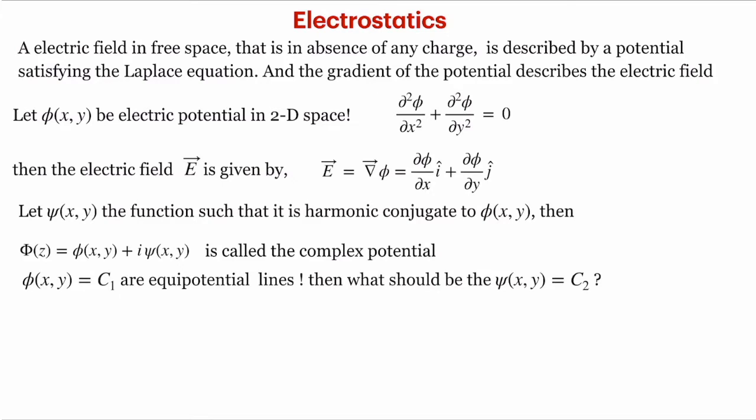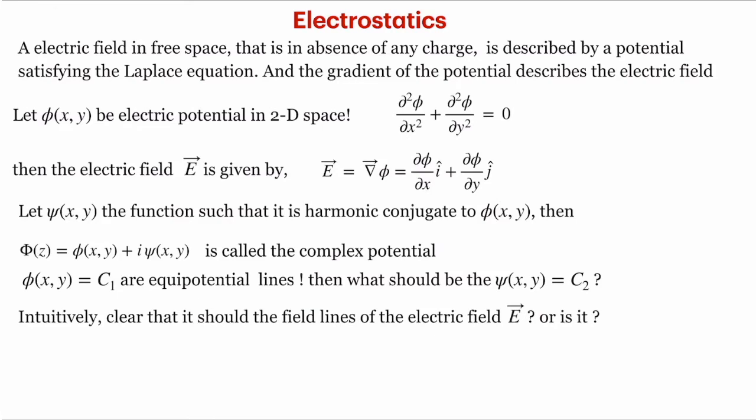Phi(x,y) = constant is an equipotential surface. In this case, they represent the curves of constant potential. Then what should psi(x,y) = constant represent? We have some idea, since we know that both families of curves are orthogonal to each other. So we know that the gradient of the equipotential surfaces is normal to, or orthogonal to, the phi(x,y) = constant curves.